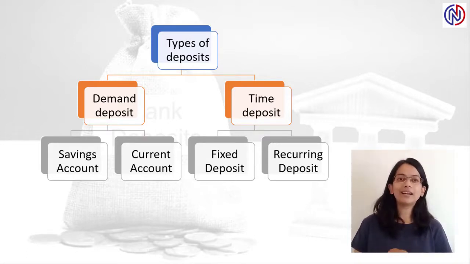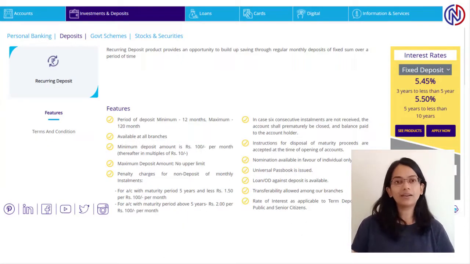So I'll say in a fixed deposit, you're making a lump sum investment. You're investing one time and it's for a fixed period of time. Whereas in a recurring deposit, you are investing amounts periodically. So again, you can determine the time frame over which you want to invest your money periodically.